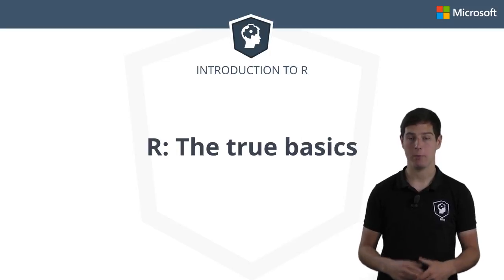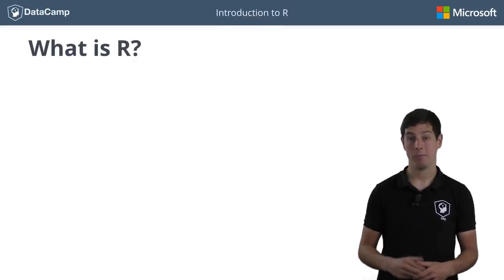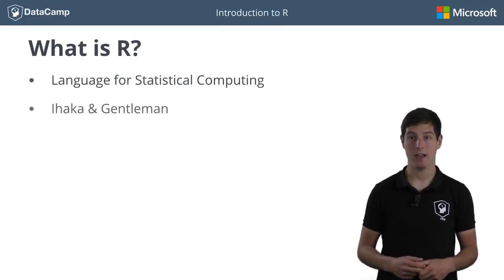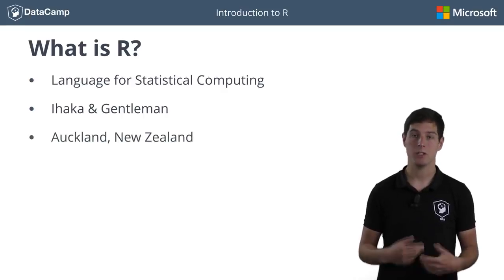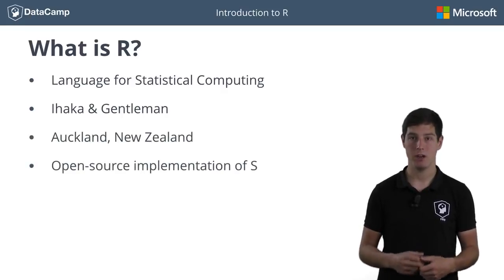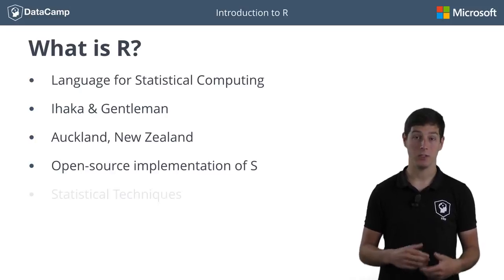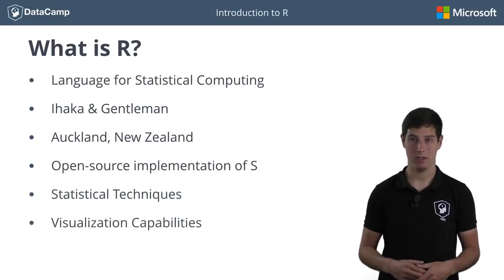R, also called the Language for Statistical Computing, was developed by Ross Ihaka and Robert Gentleman at the University of Auckland in the 90s. It's considered an open source implementation of the S language, which was developed by John Chambers in the Bell Laboratories in the 80s. R provides a wide variety of statistical techniques and visualization capabilities.